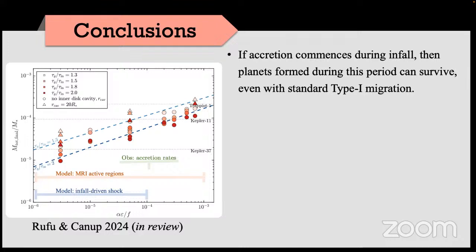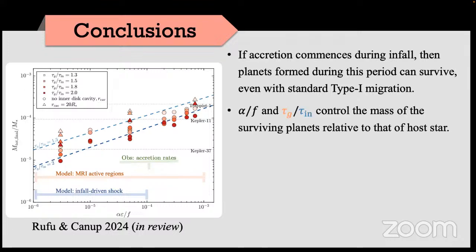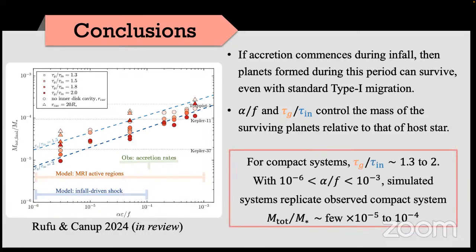So to conclude, if accretion starts early during infall, then planets are able to survive this period, even with standard type 1 migration and even with a cavity. We also show that with a cavity, things are very similar. The alpha over f and tau g over tau n will control the mass of the surviving planets. And for compact systems, we saw that this tau g over tau n is relatively small. And for a large range of viscosities and disk properties, we are able to replicate the observed compact systems of a few 10 to the minus 5 to 10 to the minus 4. Thank you.